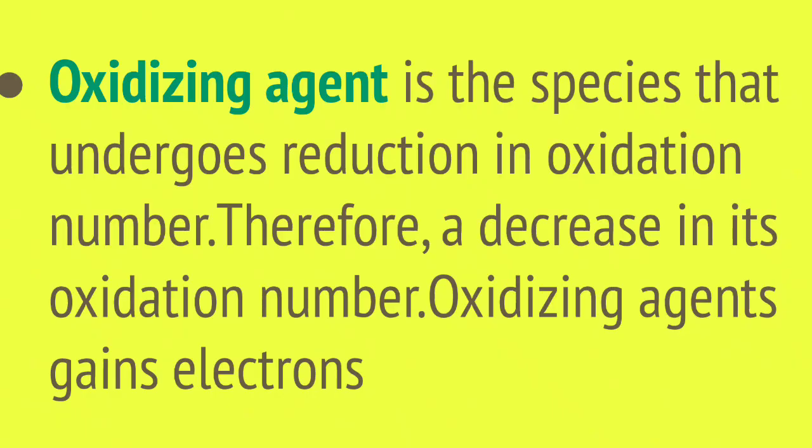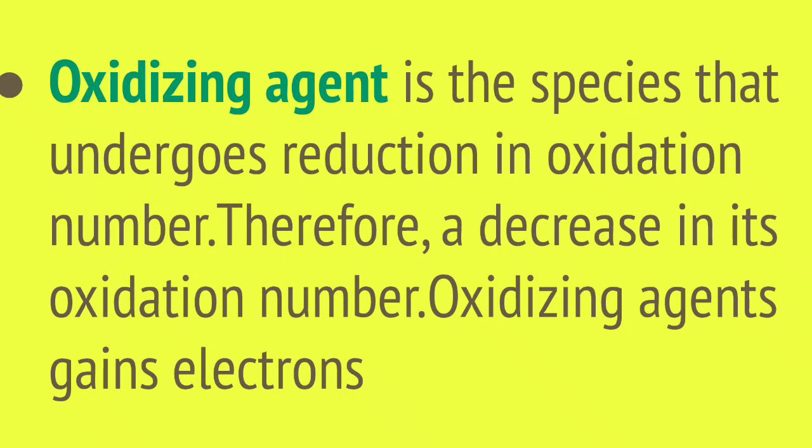An oxidizing agent, on the other hand, is the species that undergoes reduction in oxidation number, whereby the oxidation number reduces at the end of the reaction. For example, it may start from a positive 2 to 0. So that one is an oxidizing agent.